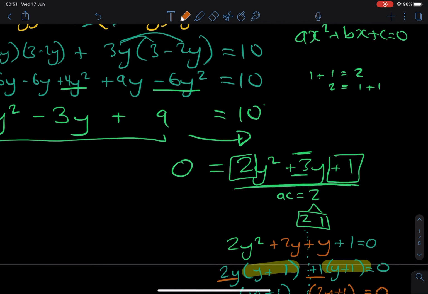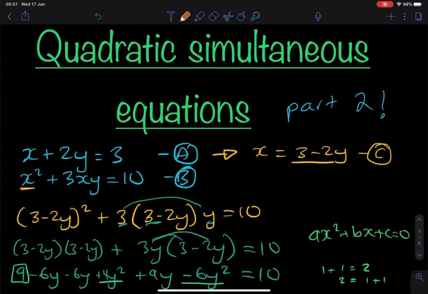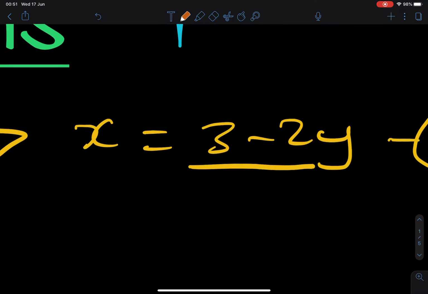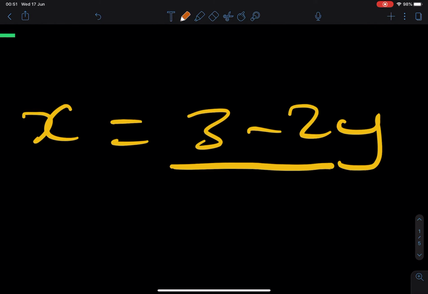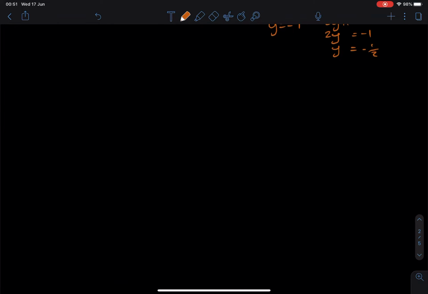And what do I do with these two y values? I substitute it into an equation to work out what x is. Now go back to the beginning. I've already created an equation that is specifically made to work out what x is. This tells me that if I know what y is, I can do 3 take away 2 times the value of y, and that will be the same as x. So I've got a ready-made equation for x there.